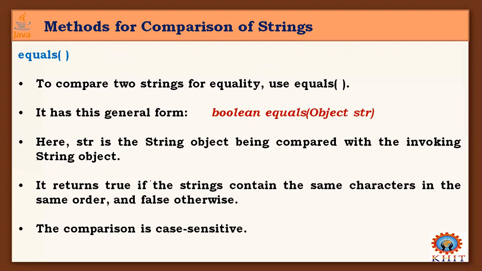Coming to the equals method, it compares two strings to check the equality between them. It has a general form, and its type is boolean. Why? Because when the two strings are equal, it returns true; otherwise, it returns false. The comparison is case sensitive. When we have the same strings with uppercase and lowercase letters, it doesn't identify them as equal and gives false.